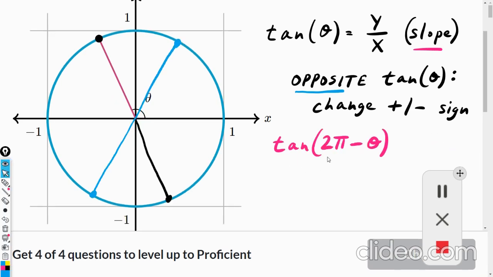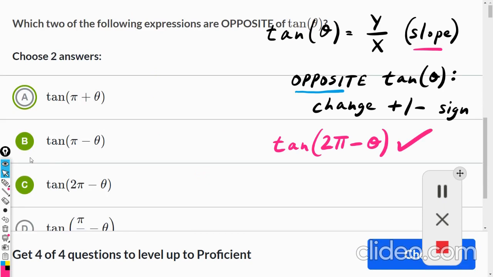Answer C is the tan of 2 pi minus theta. So we want to start at 2 pi, which is the same as starting at 0, and subtract theta. So we are subtracting this amount starting here. So if we subtract this amount, we're basically on this line again, which is the negative slope, which is exactly what we want. So answer C is also correct. So B and C were the two correct answers. They wanted us to choose two.